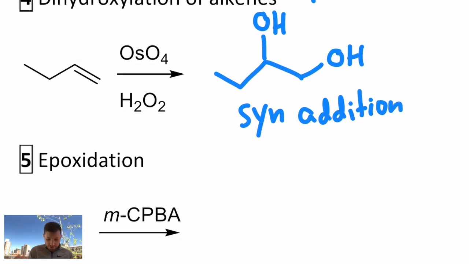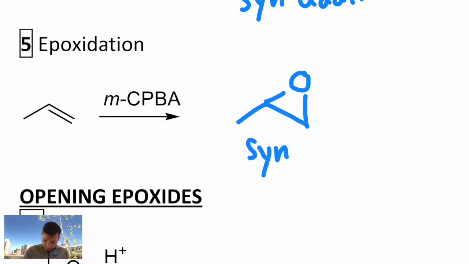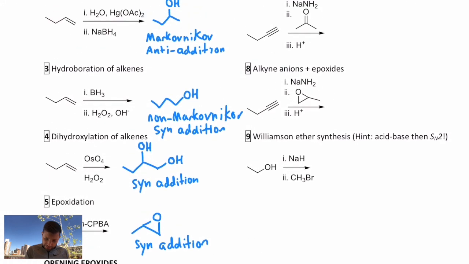And epoxidation is a way of making an ether. MCPBA is the peracid that works for this. This also has neither Markovnikov nor non-Markovnikov, but it's also a syn addition. So that's that first column. Let's pan over and do a few others.